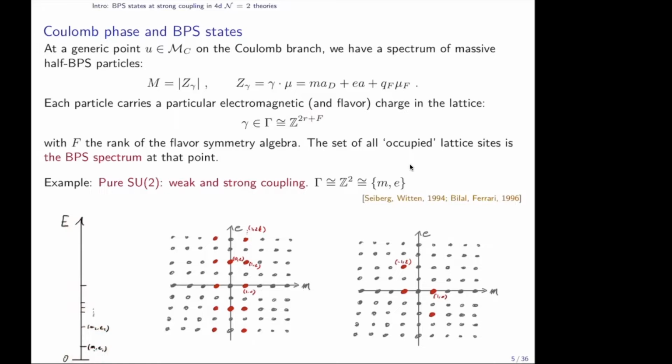More precisely, what we call the BPS spectrum typically is not the exact masses, because in principle, once you're given the charges and the so-called periods here, you know the masses. But what you want to know are the charges.